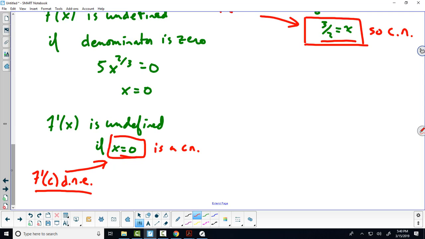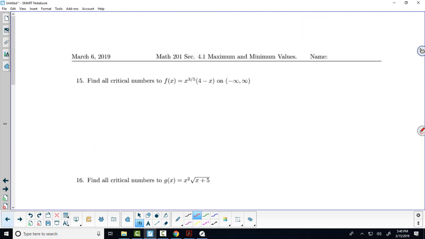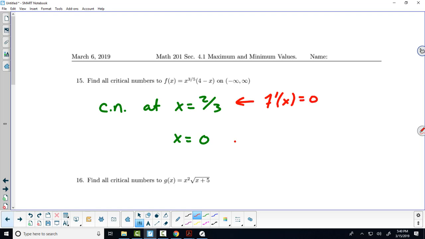So, in summary, let's flip back to the previous page. We were asked to find all critical numbers. Okay. We have critical numbers at x equals 3/2 and at x equals 0. Okay. And I just want to reemphasize this is where f prime of x equals 0, and this is where f prime of x is undefined. Okay. The justification is on the other page.